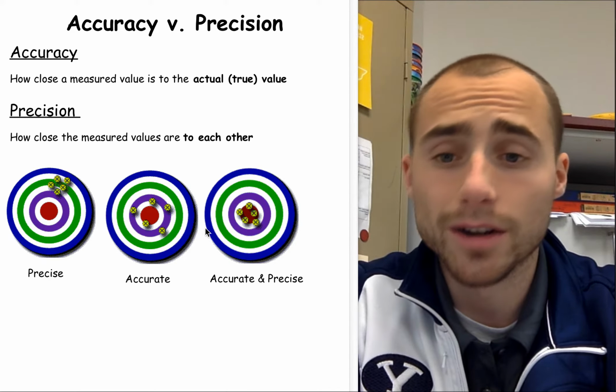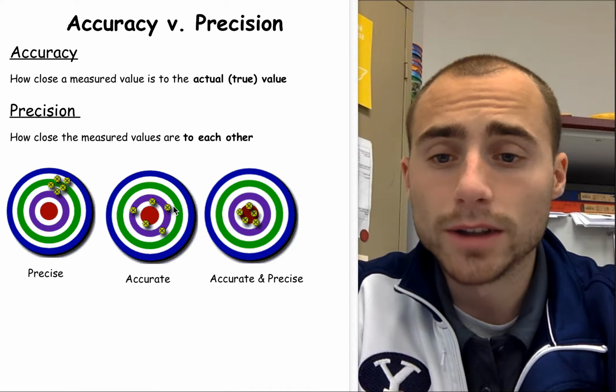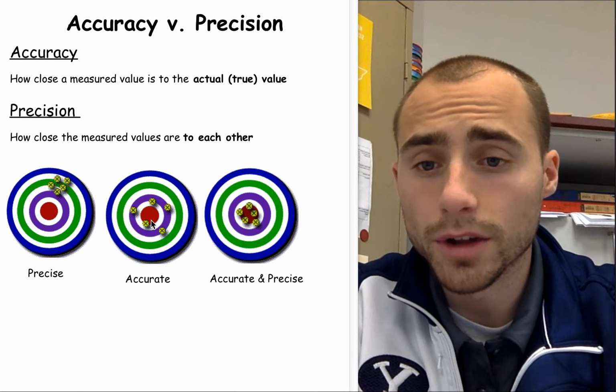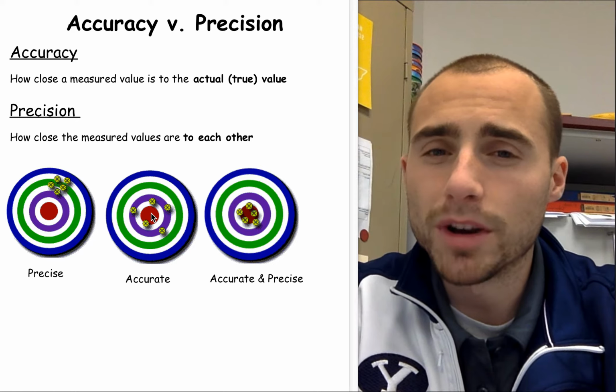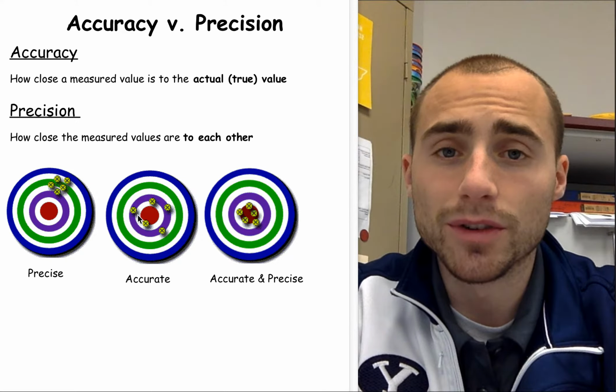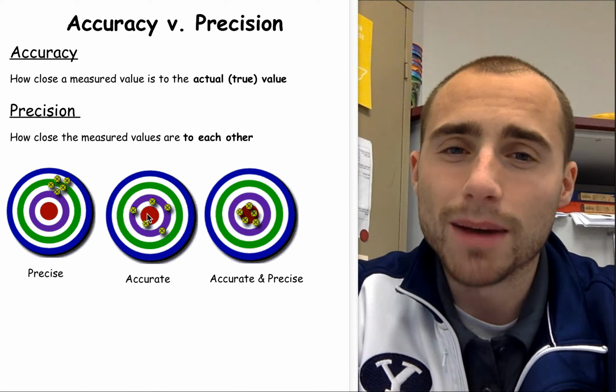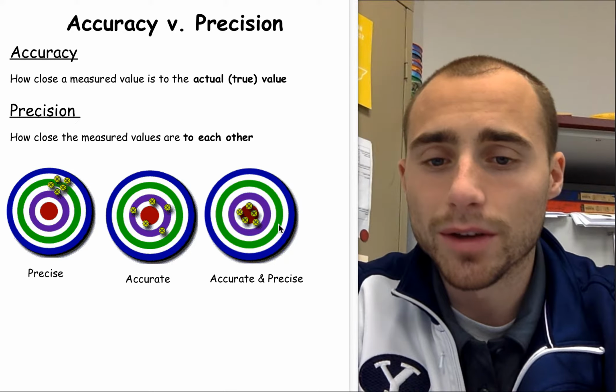If we look at our second target, each of these 5 marks is relatively close to the bullseye, but they're pretty far from each other. They're not right next to each other. That means this would be an accurate sampling, but not precise.